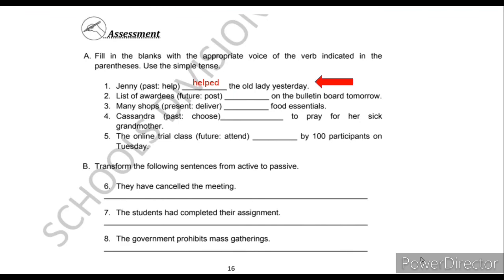For letter B, transform the following sentences from active to passive. It's just the same as the previous activity that we did a while ago. Let's have number 6. "They have canceled the meeting." So the passive form for it would be "The meeting has been canceled by them."